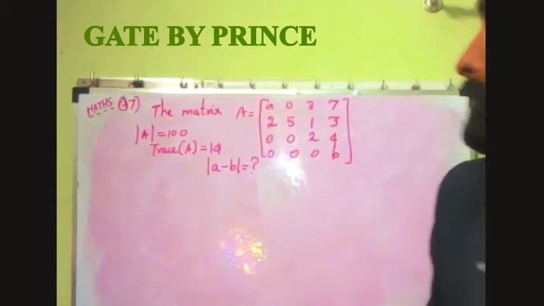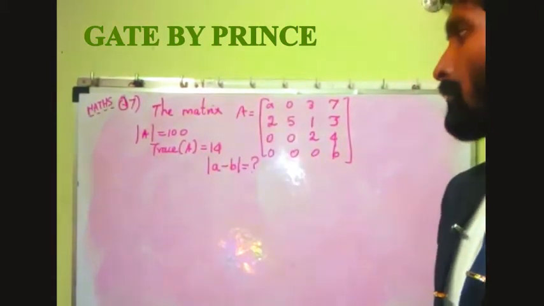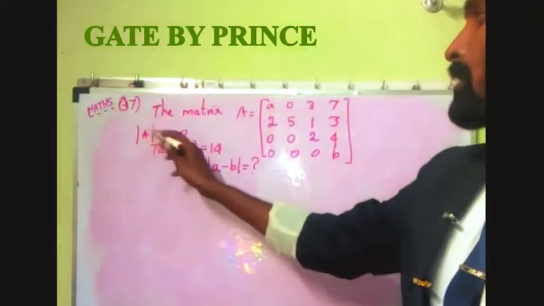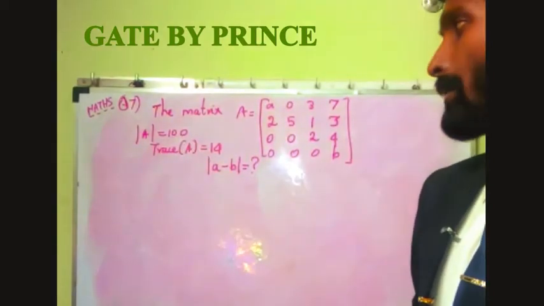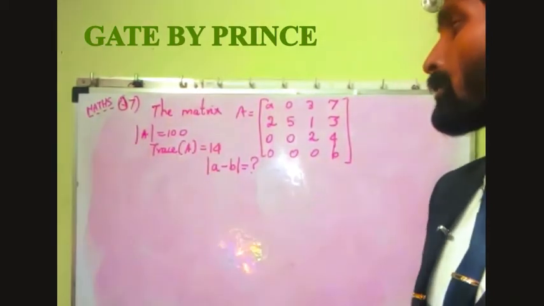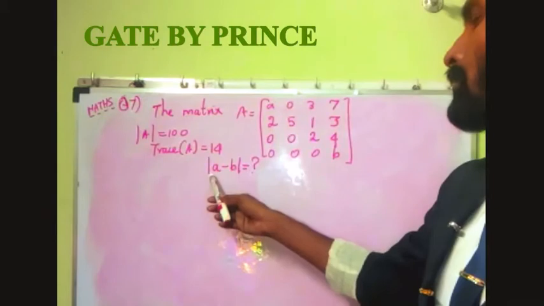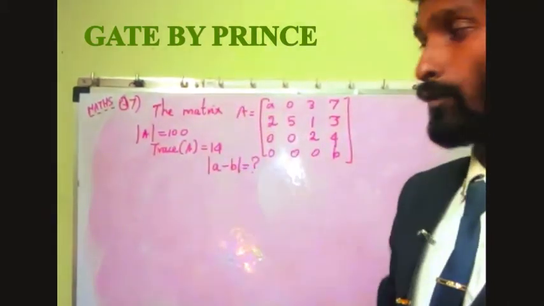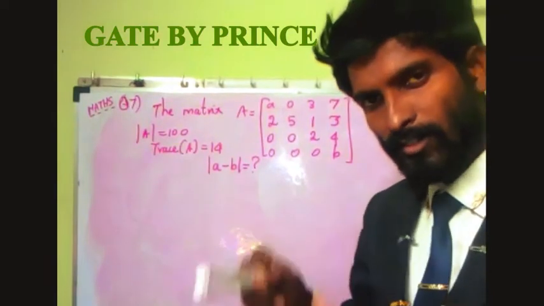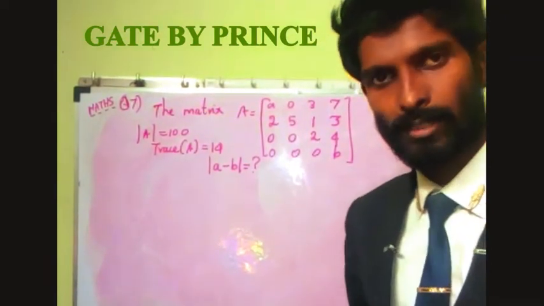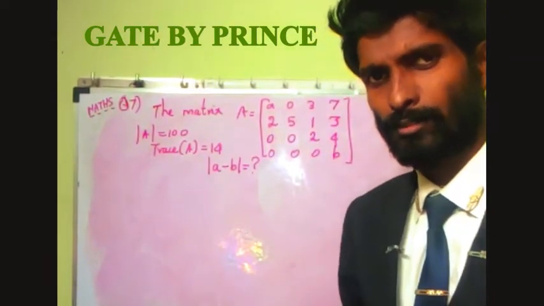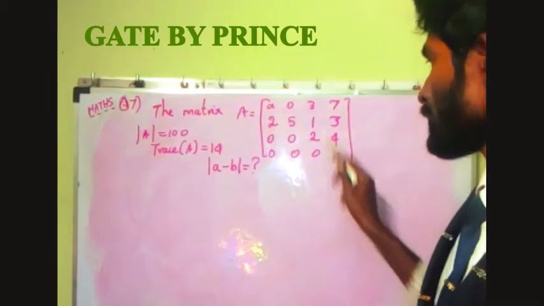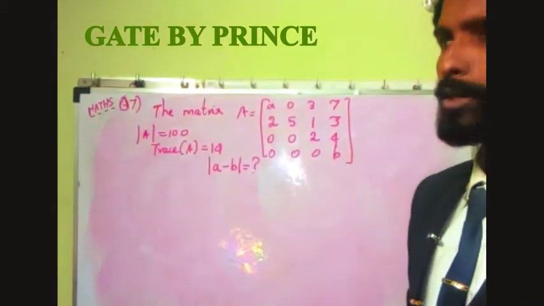What they have given is a matrix. For the matrix, they have given the determinant of A is equal to 100, and the trace of A is equal to 14. They have asked for the determinant, or modulus, of A minus B. Determinant we have to find, and I will find it for you. Trace means the sum of the diagonal. Last class, in question number 1, I told you about the trace: take out the diagonal and add all the elements. Now we go to the problem.